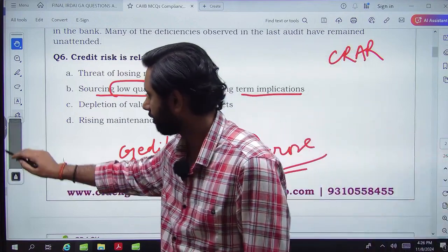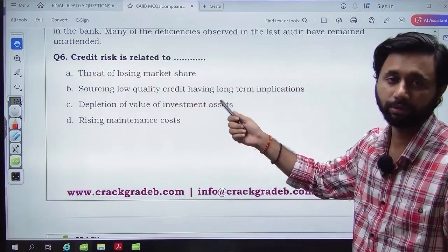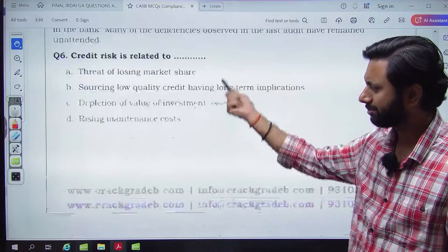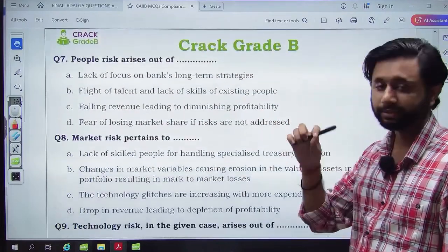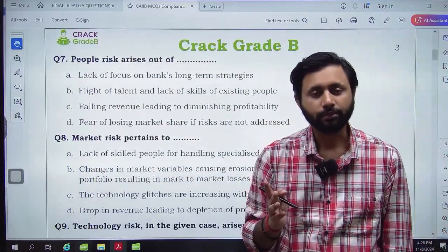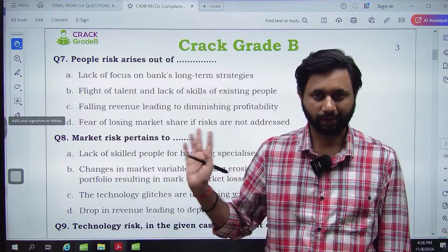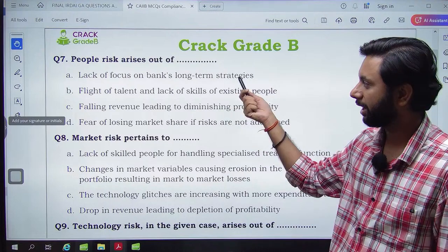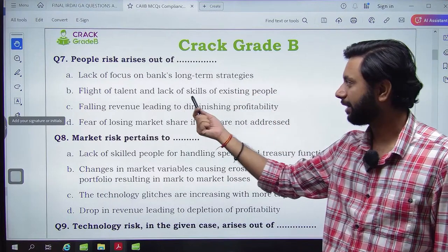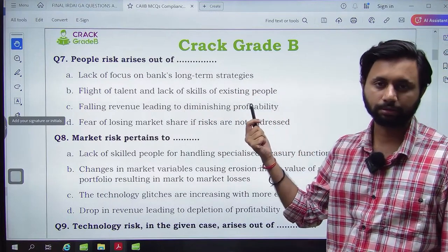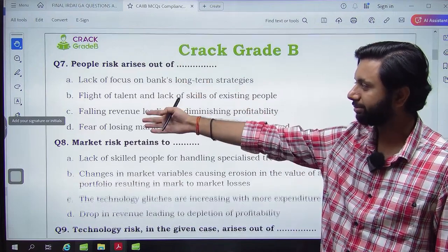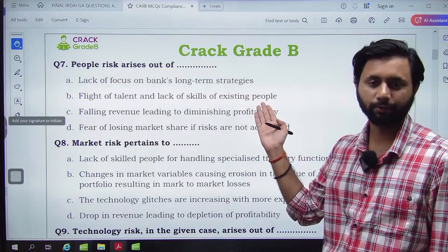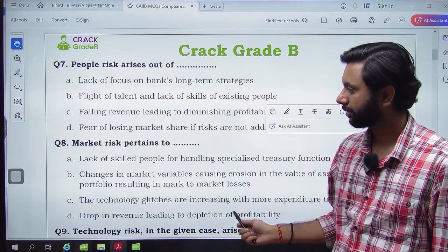So this is also a very simple question that you could see in a paragraph-based question. So don't be overwhelmed. Simple questions. If your concepts are clear, these things are not that tough. Next is: people risk arises out of, again simple, flight of talent and lack of skills of existing people. मतलब इतना plain simple question आ रखा आपके सामने. Strategies से कोई मतलब नहीं है, people सामने लिखा ही हुआ है. Just associate it with the question.